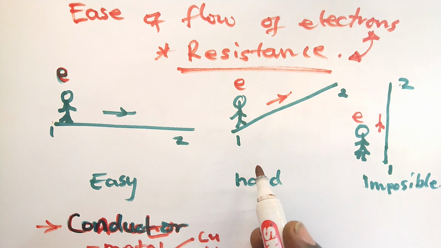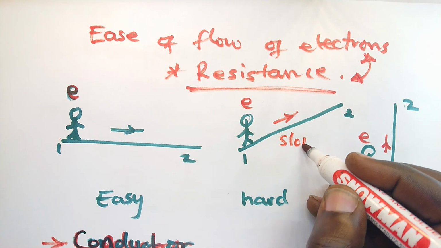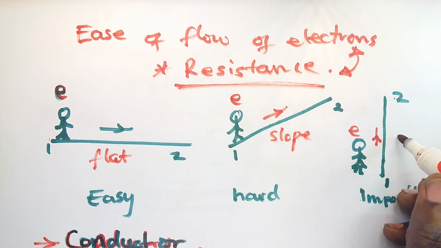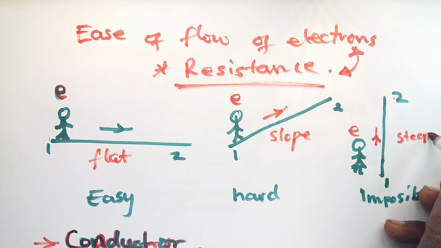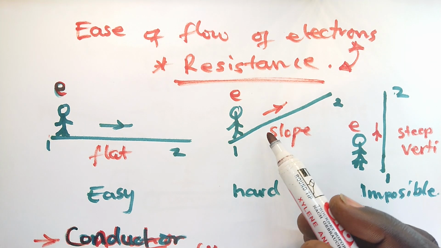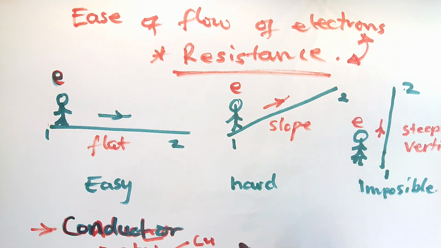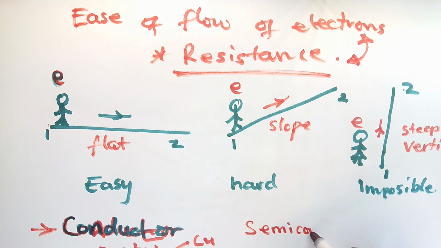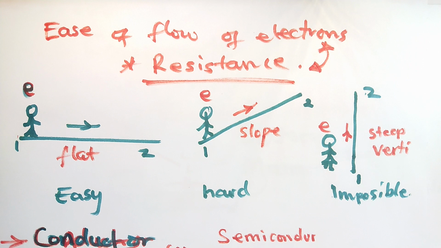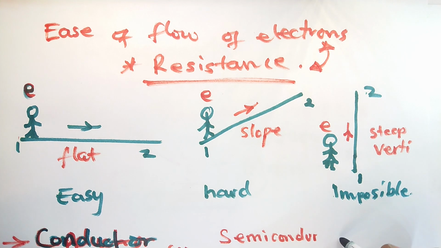Now where it is hard, this is a slope. That was flat ground, and this was steep or vertical. Just like it is slightly harder for you to walk up a slope, now for electrons, they also find it slightly hard to move through what we call semiconductors. Yeah, and then it is impossible for electrons to move through what we would call insulators.